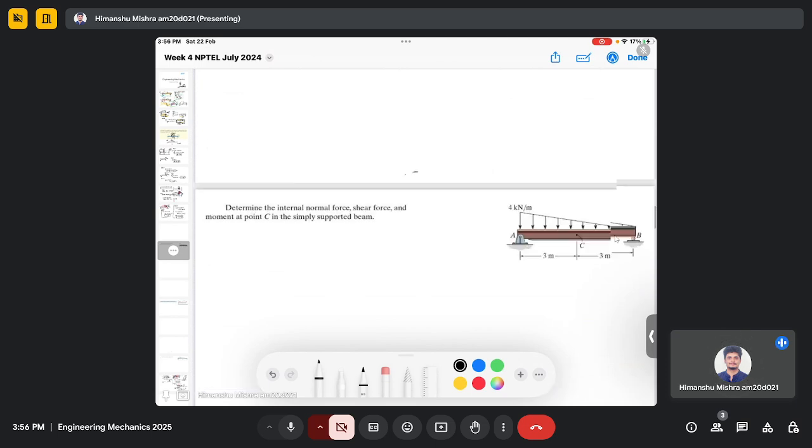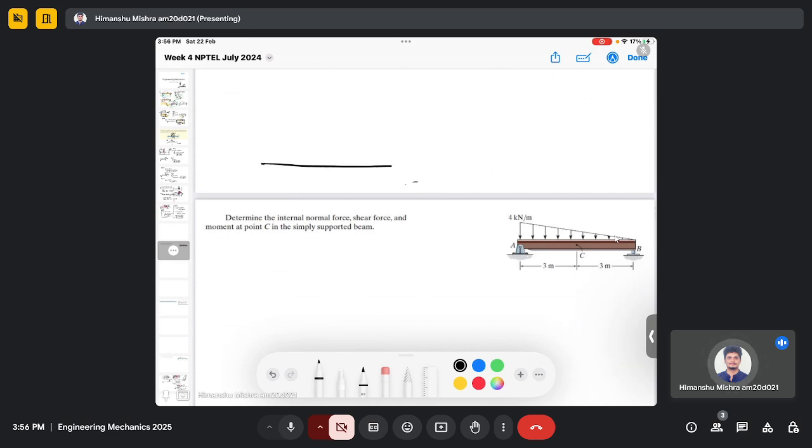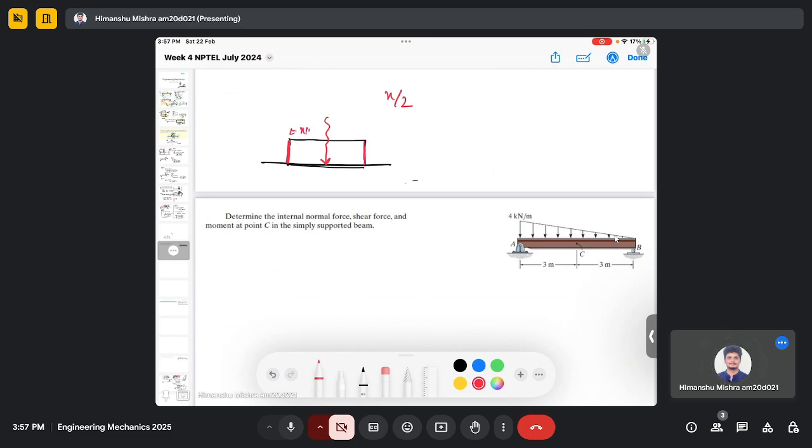So, if the distributed force is uniform, its equivalent load will always act in the middle, at a distance x by 2. So x is the distance from this side or any of the sides. So this is my x by 2 and this is x by 2. Because this is a centroid that we discussed at the end of last class, and this is the equivalent load for this uniformly distributed load.